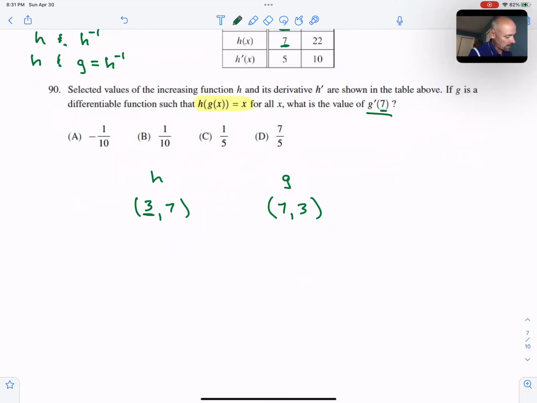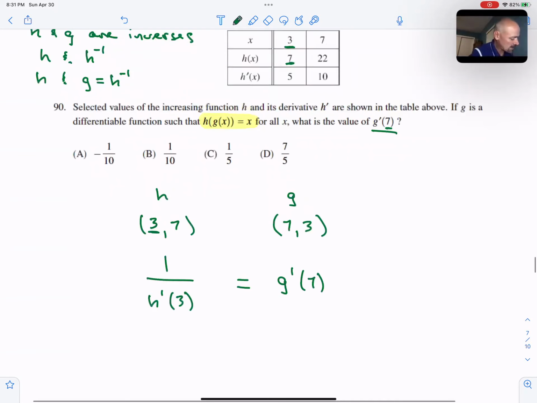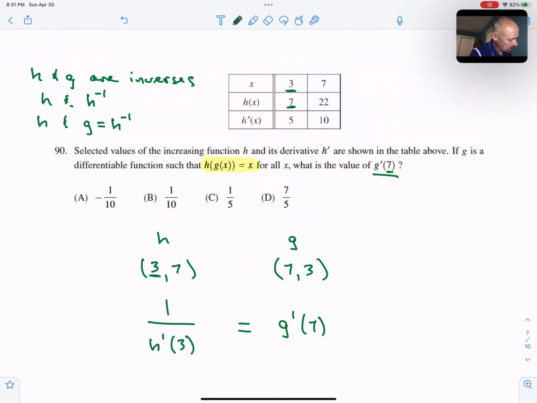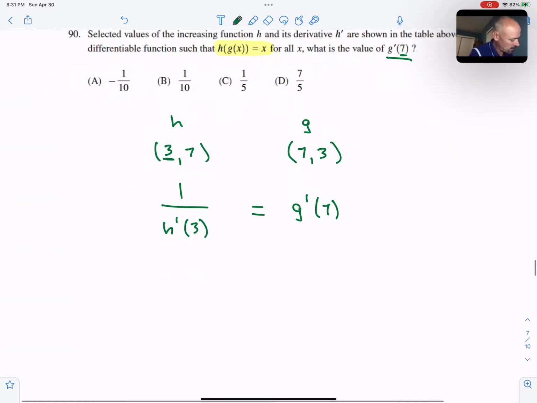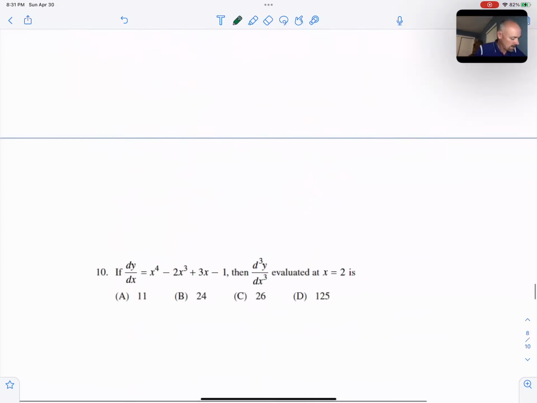And now I know that g prime of 7, the derivatives of inverse functions at corresponding points are what? They're not equal, but they're reciprocals. So I know that g prime of 7 is equal to 1 over h prime at 3. Now I just have to go up to my table and find h prime at 3. That's 5. So this is 1/5. So g prime at 7 is 1/5. If you picked up on that they're telling you that h and g are inverses, it's not too bad. Okay. All right.